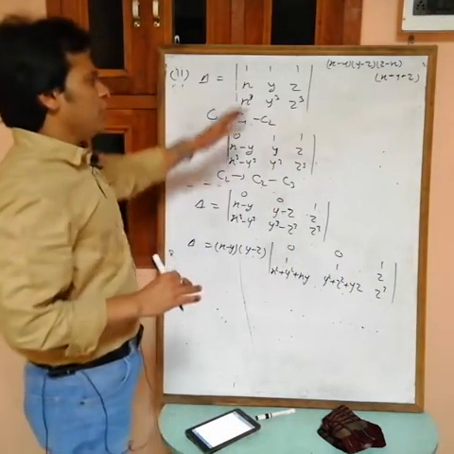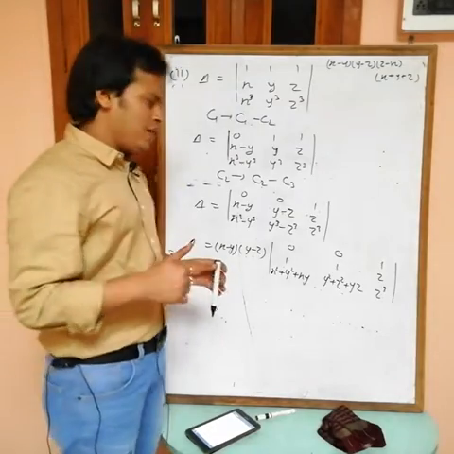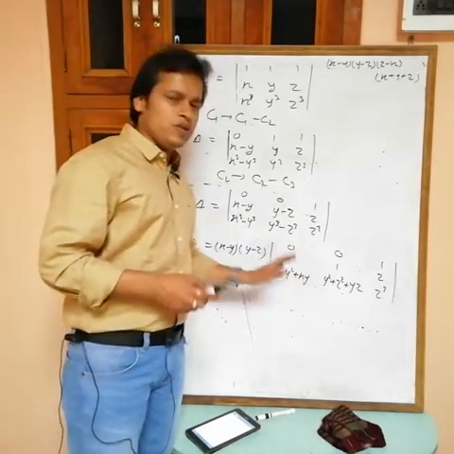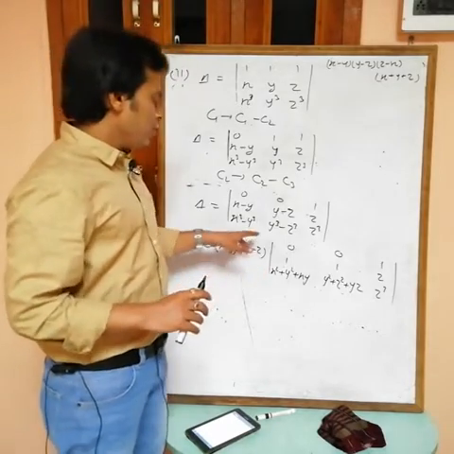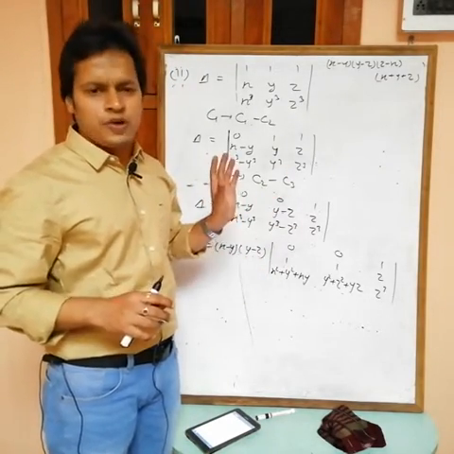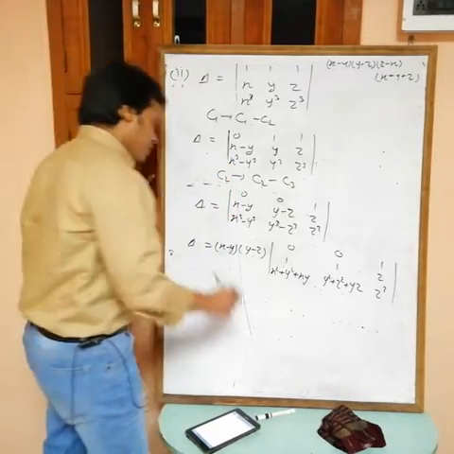Now here again you want z minus x. You have two options. Either you can make z minus x, by taking this one minus this one. Otherwise, in any one row or any one column, if you are getting two zeros, just expand directly. So I am expanding directly.